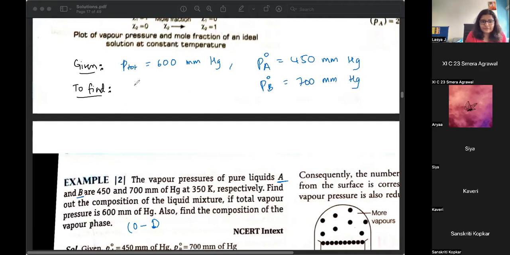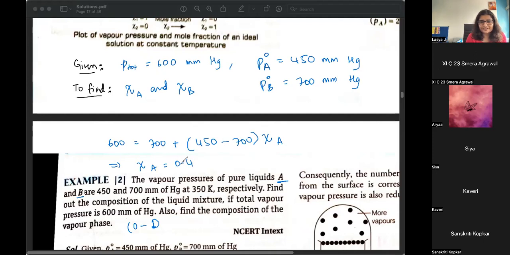Okay, next. You're supposed to find the mole fraction of A and B. So I use the formula P total equals PB naught plus (P1 naught minus P2 naught) times x1, chi A, the mole fraction of A. So solve this, you should get chi A. मतलब calculation में error हुआ है. So check that. When you solve this, you should get chi A equal to 0.4, not 400. Chi B, since it's a mixture of A and B, the mole fraction of B will be 0.6.